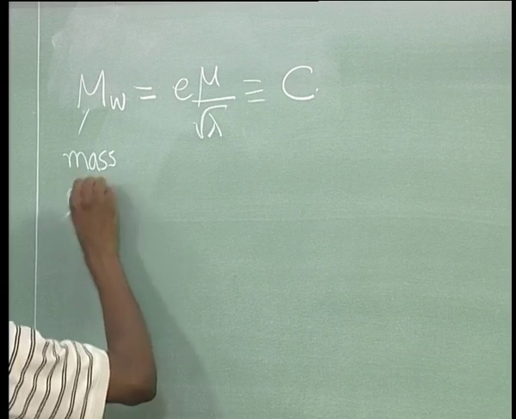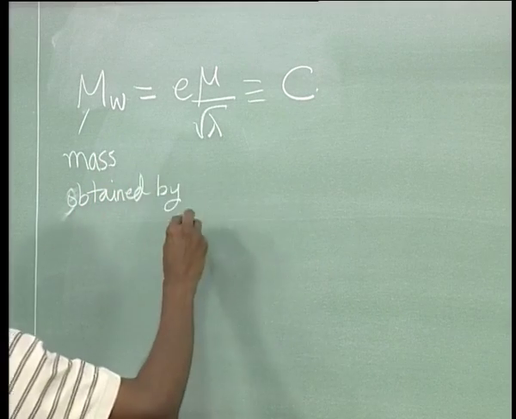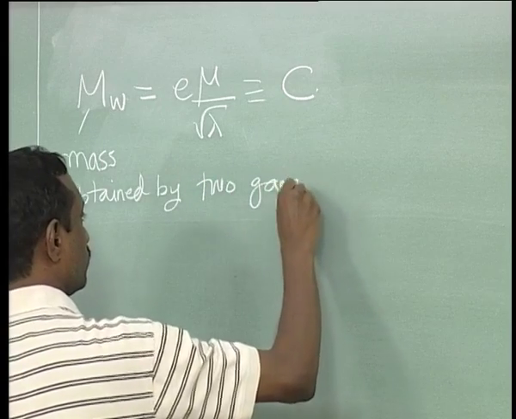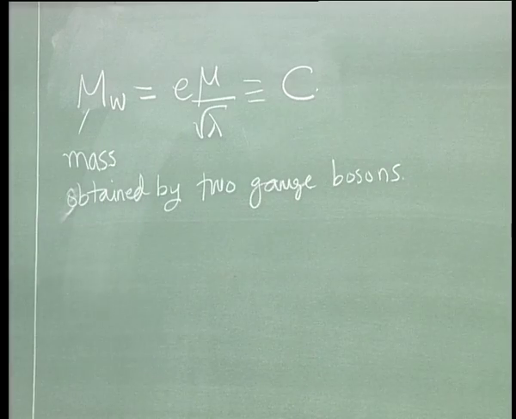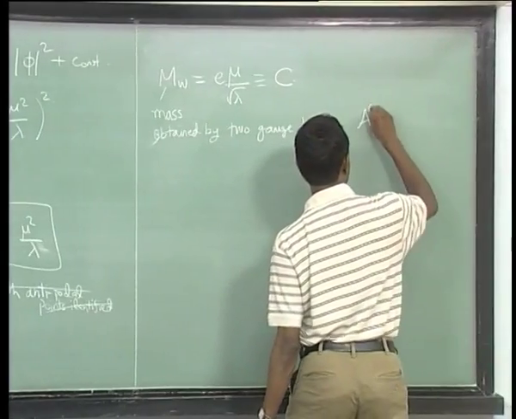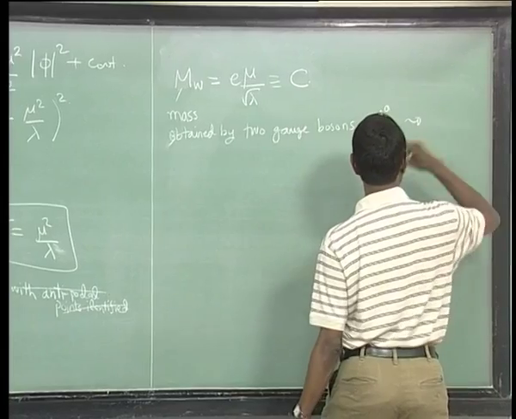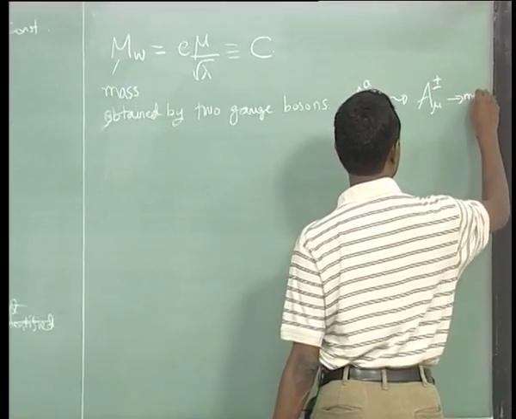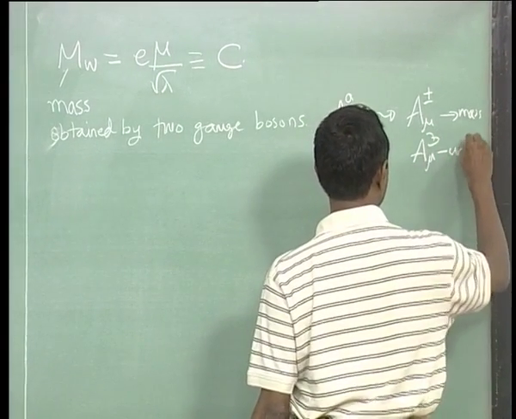This is the mass obtained by the 2 gauge bosons. Okay, so if you write the generators as A mu a in this way of saying it, if you choose this to be along the z direction, what you will see is that A mu plus minus become massive, and A mu 3 is the unbroken U(1).